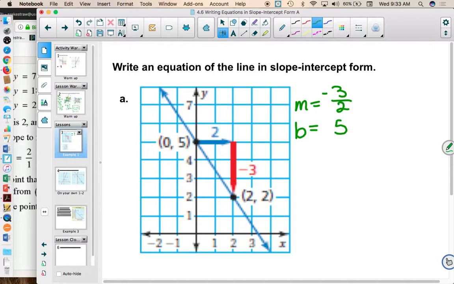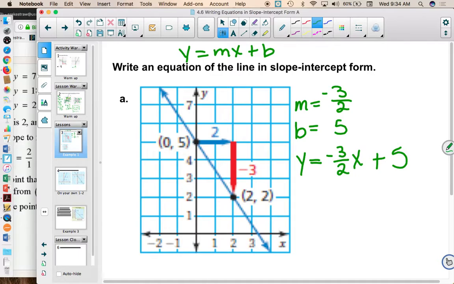Now, write the line. Can you tell me what to write? Y equals what? Absolutely correct. Always find these two pieces, the slope and the y-intercept, plug them in. Remember, that main equation, y equals mx plus b, that's my slope-intercept formula. Find the slope, find the intercept, plug it in.